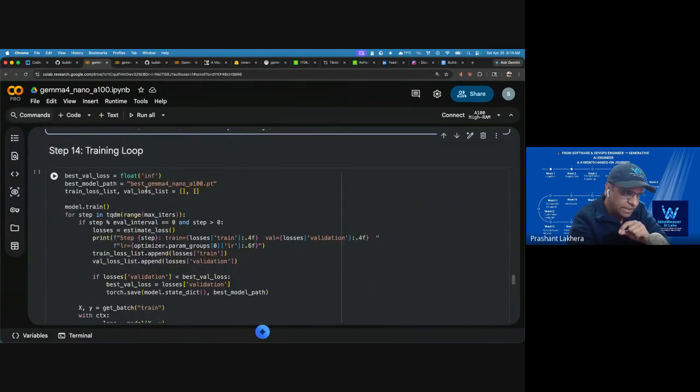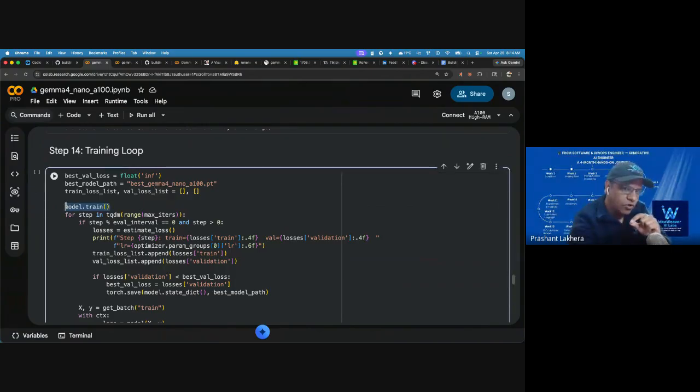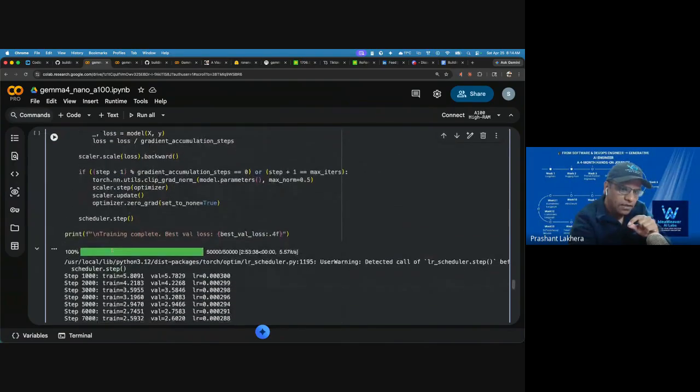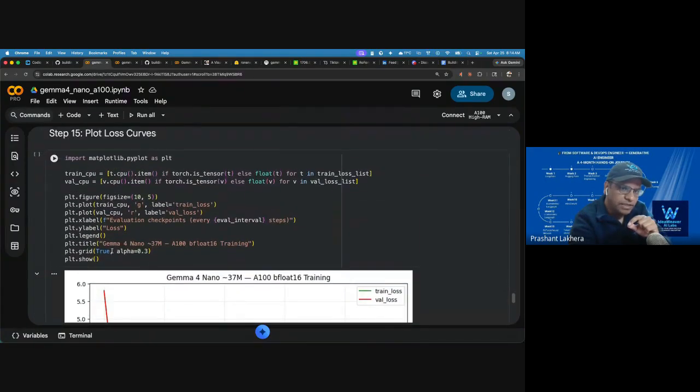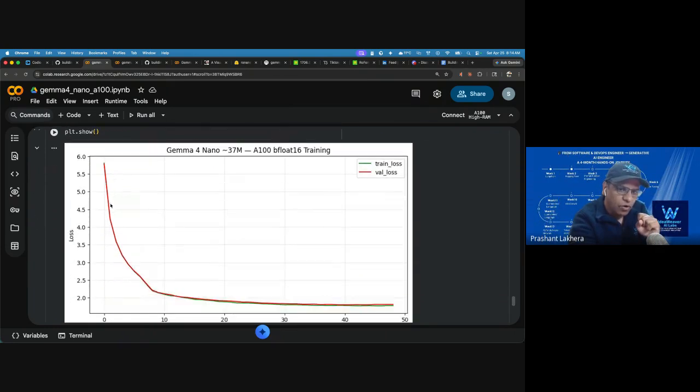Then we start our training. We are going to save the model. This is just one step, which is called model.train. We are going to apply it and we will perform the training. Then in the loss function, we are going to save all those things like the training loss and the validation loss, and we are going to plot it out.